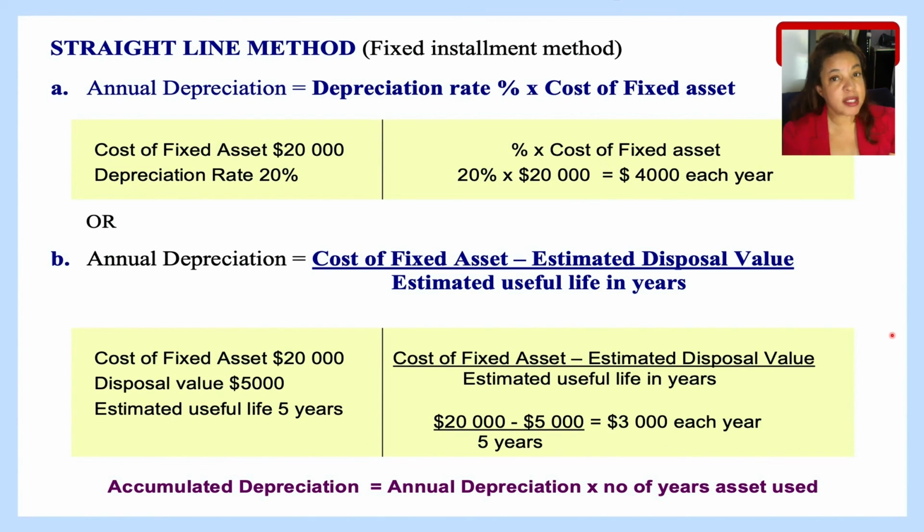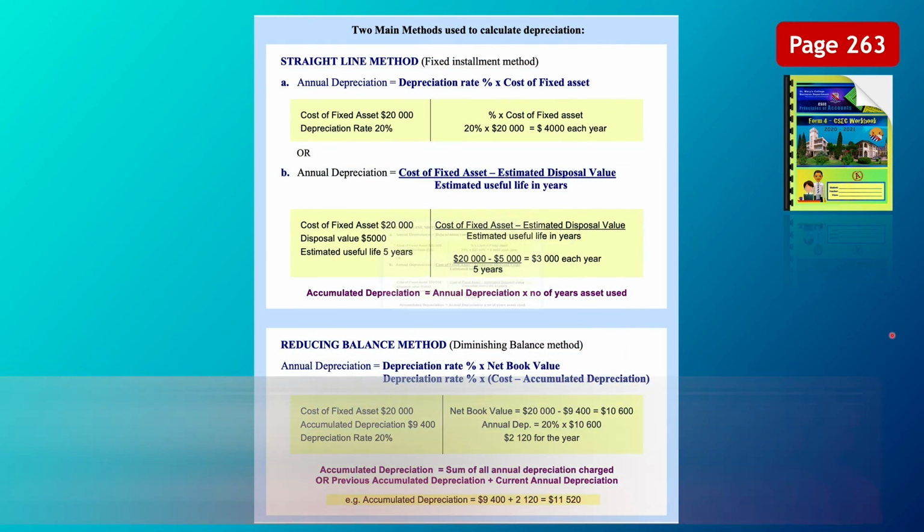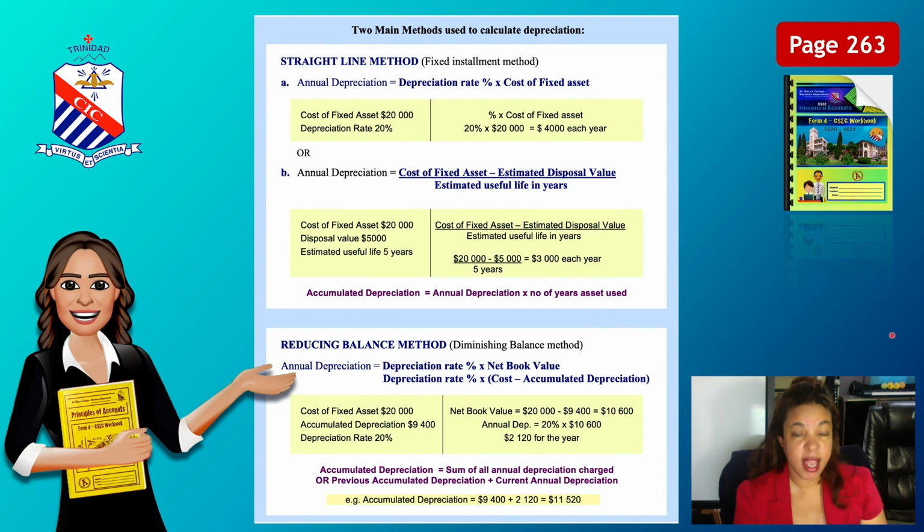In another lesson, we are going to do the reducing balance method and the way that you will calculate that is simply, instead of percentage by cost, like your straight line method, it is going to be percentage by net book value. So stay tuned for the next lesson. Look out for the next lesson where we will go into that in detail.